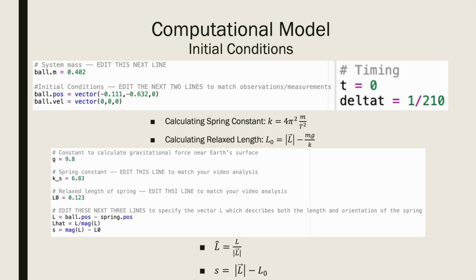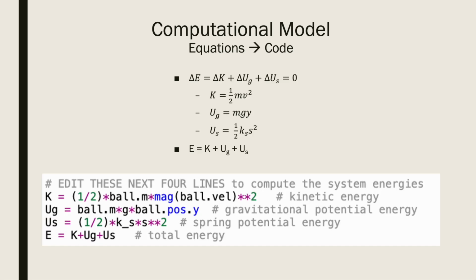The initial conditions include the mass of the system, observation start time delta t, and the system's initial position and velocity. The initial position was obtained from the tracker video, and the initial velocity was 0, 0, 0 because the system starts from rest. I chose delta t to be 1 over 210. The spring constant and relaxed length were obtained from the pre-lecture videos using these formulas. The total energy of the system is the sum of the kinetic energy, gravitational potential energy, and the spring potential energy all together. The equations for each type of energy are incorporated into the code as shown here.